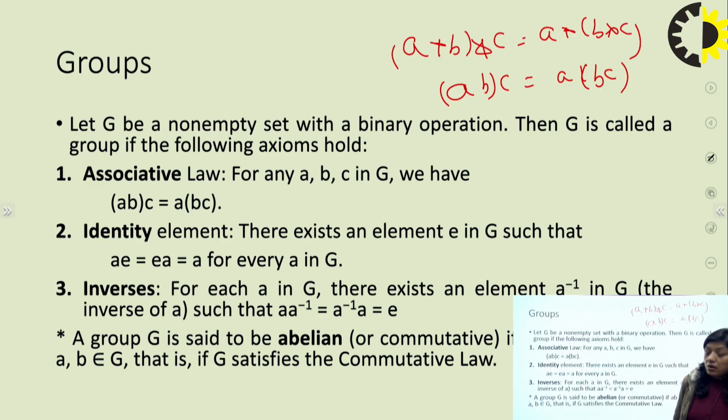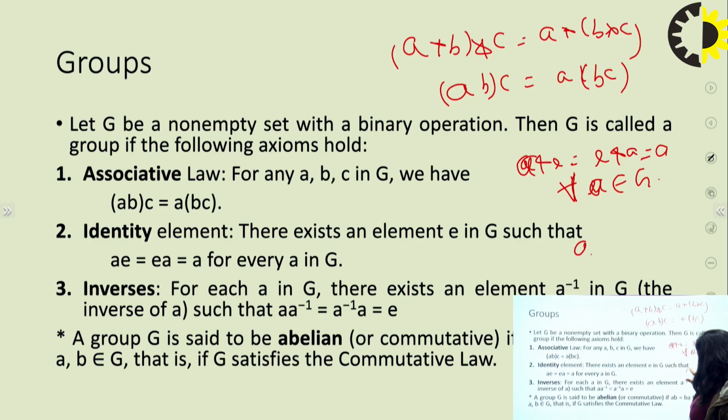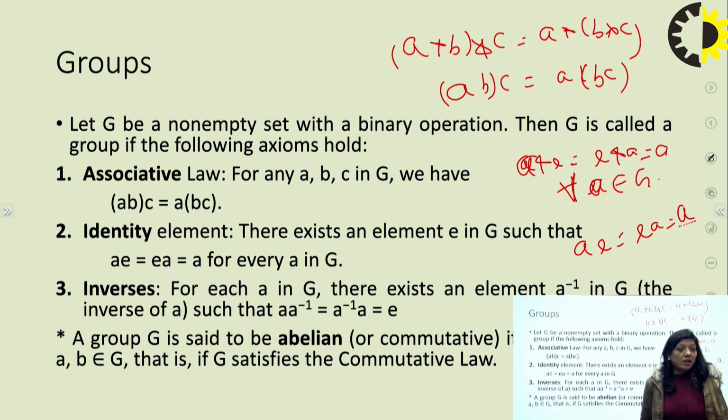Identity element. There exists an element e in G such that the property a * e is equal to e * a is equal to a, for every a belongs to G. That is, ae = ea = a. This satisfies the property of the identity element.